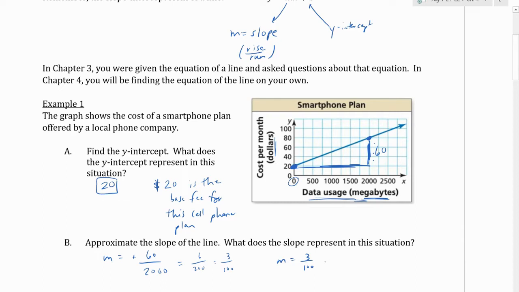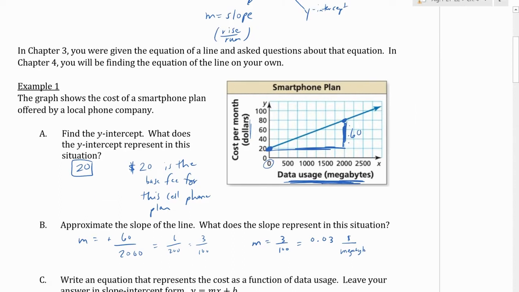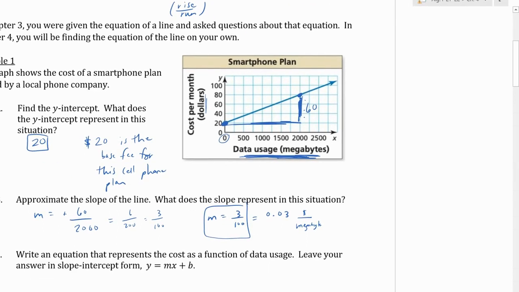And we're talking money, so it might be more advantageous to think of it as 0.03. But remember, it's rise, dollars, per run, megabyte. So here is your slope. But what it means is that you pay 3 cents for every megabyte of data used. Like it actually means something.